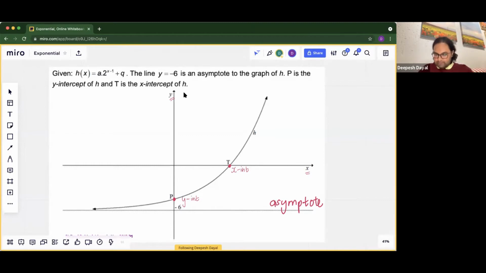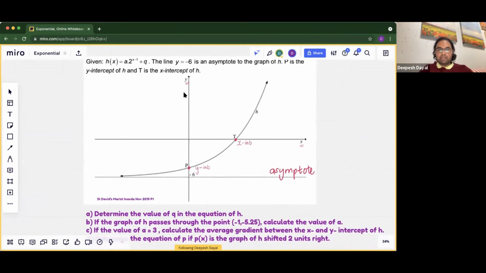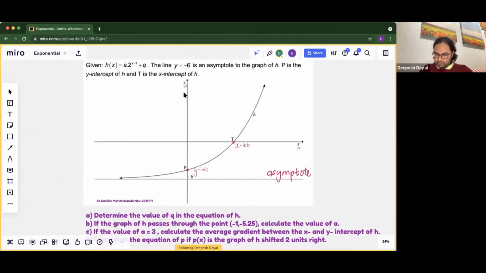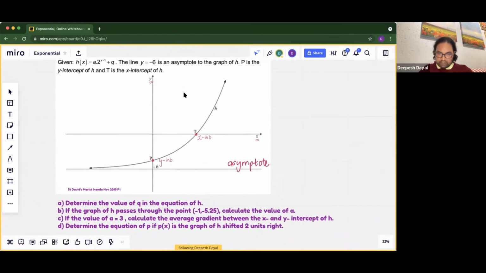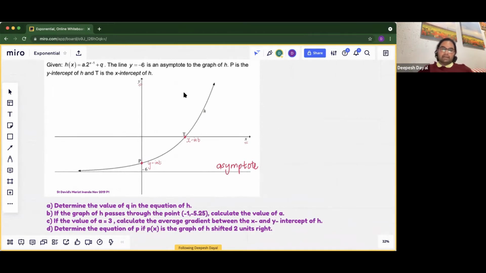Let's have a look at the questions. I'm going to make this a bit smaller. I think you can see all the questions. Let's push this up to the side here. The first question says, determine the value of Q in the equation of h. Anybody has an answer? What is Q? Remember, you can type in the chat or unmute.